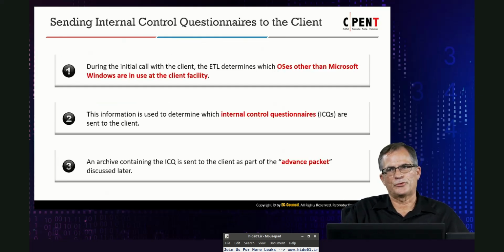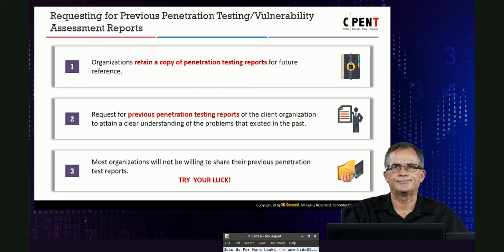Set up your internal control questionnaires for the client. If there are other operating systems, make sure we've identified that, determine these questionnaires, and get the information. Is it sent to the client as part of the advance packet? All these are things we want to make sure the client answers, because there's no pen test we're ever going to do where we don't have questions to ask the client. That's just the way this testing works.